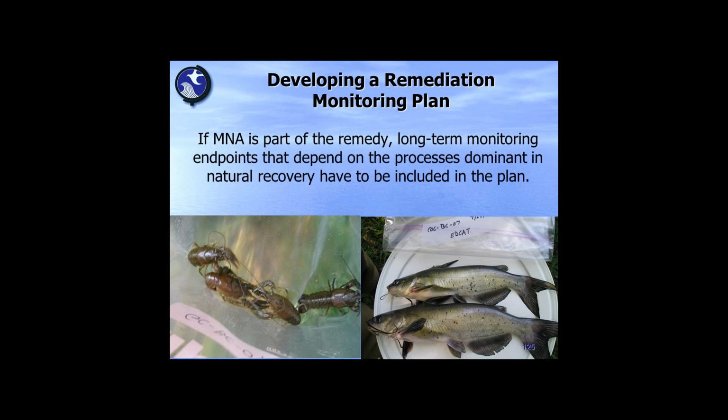If monitored natural recovery is part of the remedy, the plan has to include long-term monitoring endpoints that depend on natural recovery. If the remedy includes sediment burial, the plan should include monitoring of deposition and erosion. If the risk driver is human consumption of fish or shellfish, periodic tissue analysis may be needed. If the risk driver is surface water contamination, periodic surface water sampling at high and low flow during and after storm events is needed. If the risk driver is pore water, again, periodic pore water sampling is needed.